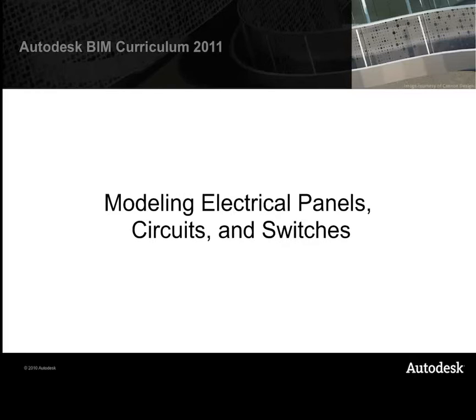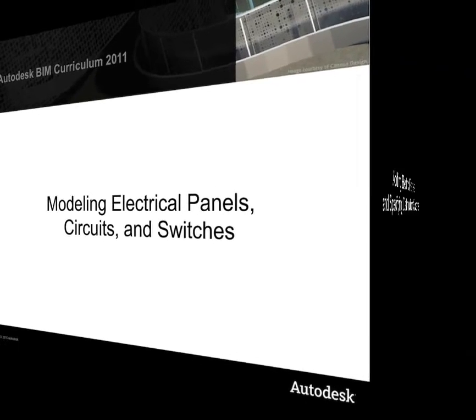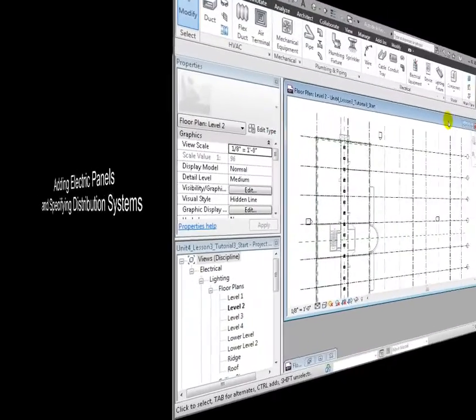We're now ready to connect the lighting fixtures in our Revit MEP project into a series of electrical circuits. We'll be adding electrical panels to distribute power to the circuits and switches to control the lights. Let's start by adding the electrical panels and creating the power distribution systems.